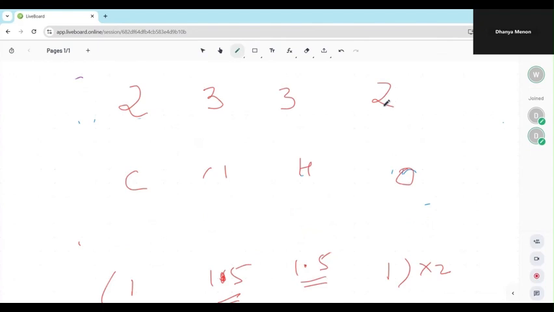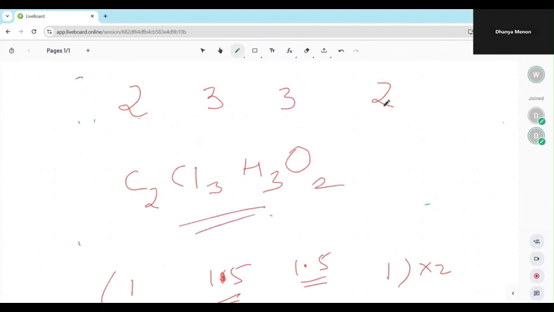So how many carbon atoms are there? 2. How many chlorine atoms are there? 3. Hydrogen is 3. Oxygen is 2. This is your empirical formula. Okay. So this is how you do it.